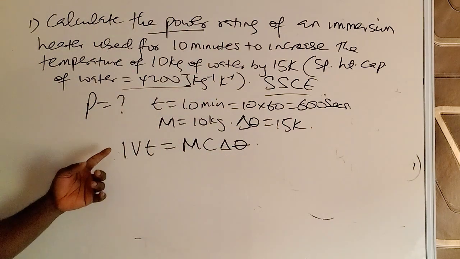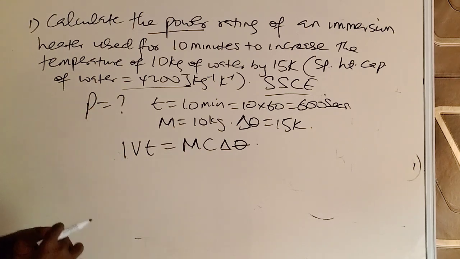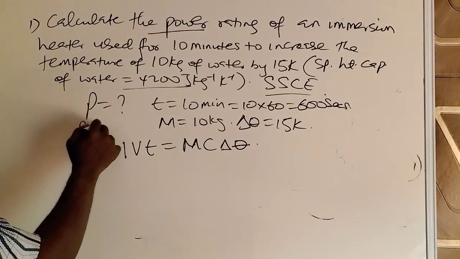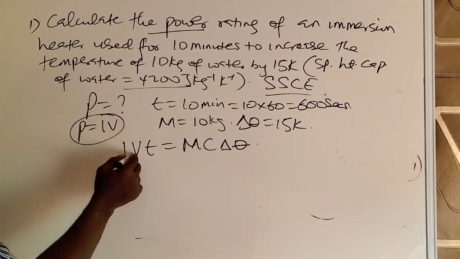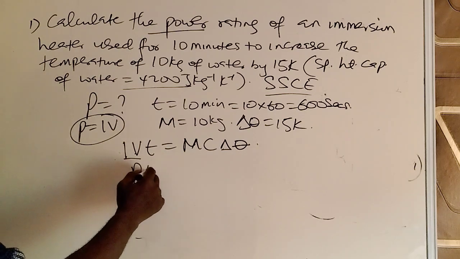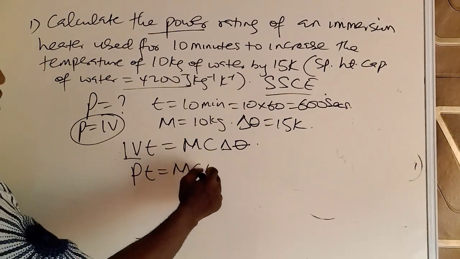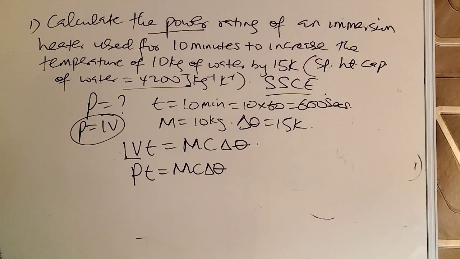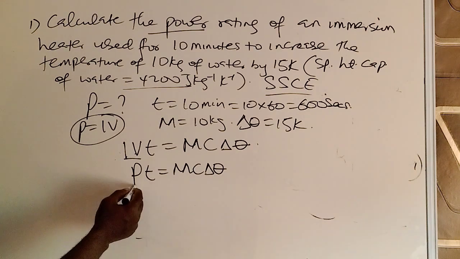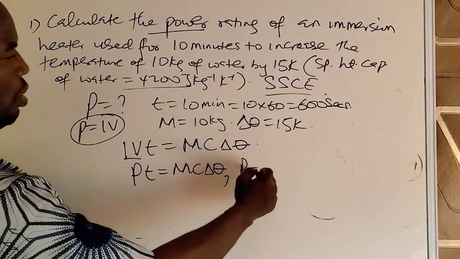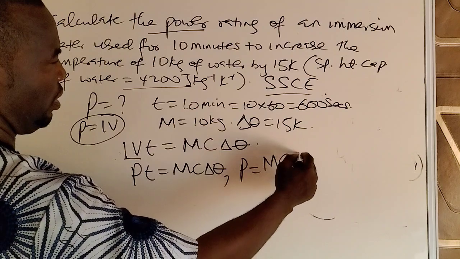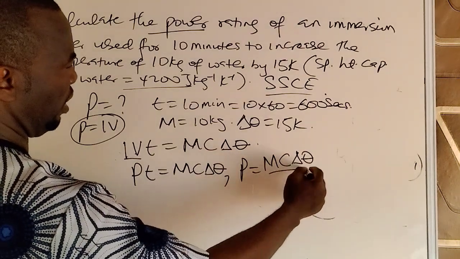Since we don't have current and time, we're looking for power. I remind you that power is current times voltage. To replace IV with power, Pt equals mc, change in temperature. So make P the subject. P becomes mass times specific heat capacity times change in temperature, all over time.